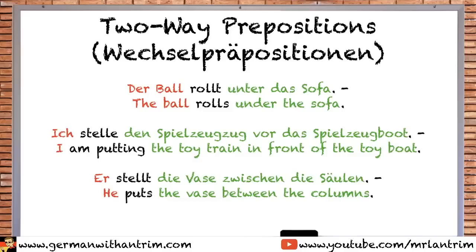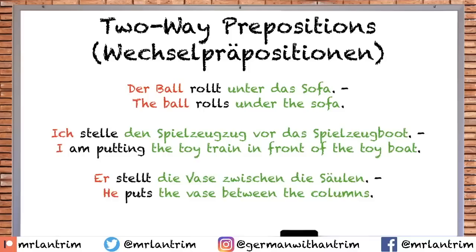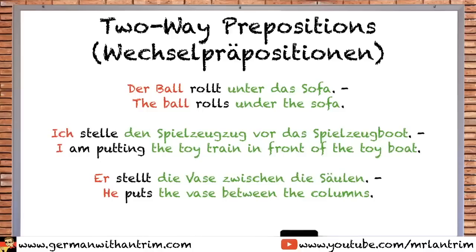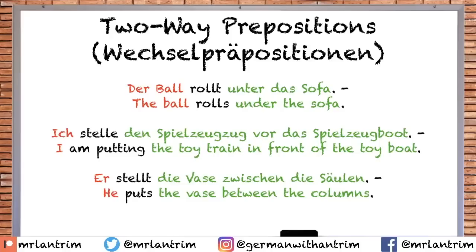Ich stelle den Spielzeugzug vor das Spielzeugboot. I am placing the toy train in front of the toy boat. Den Spielzeugzug is accusative because it's the direct object, the thing being placed. Where it is being placed is accusative as well, because vor das Spielzeugboot is accusative, it's being placed into a different position than it was before.